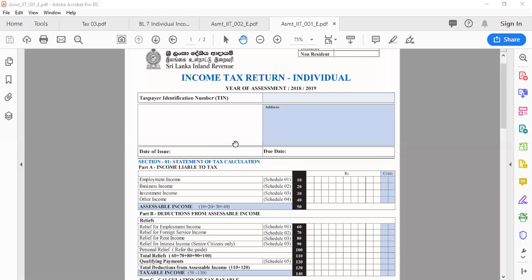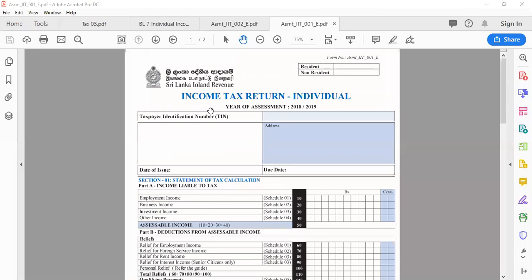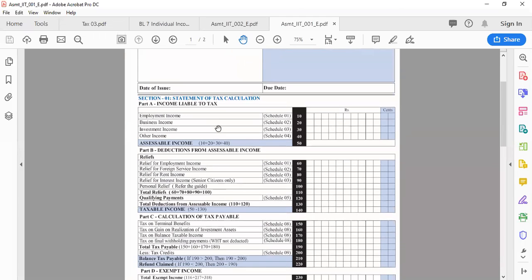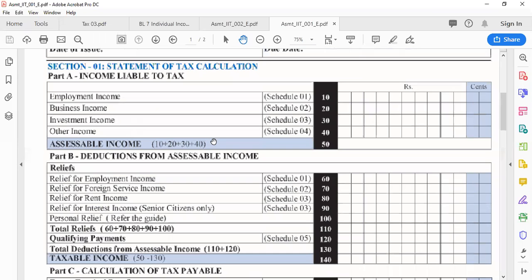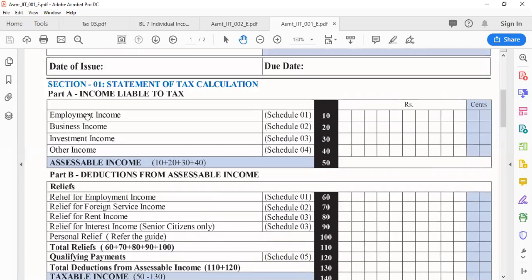Right. I will explain the form, the income tax return form. This is the form used to pay the income tax. Here you can find section 1, statement of tax calculation, part A, income liabilities to tax.